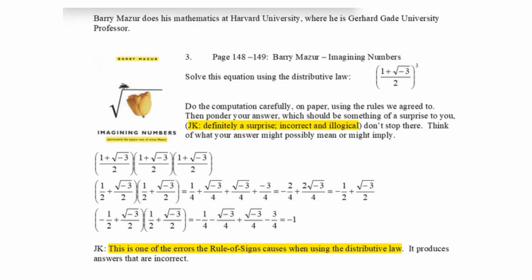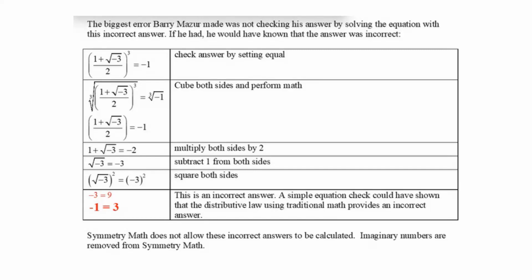So if you go through this math, you'll come out with an answer of -1. And any of you who believe in BS math will actually agree with this in imaginary numbers. This is one of the errors of the rule of signs caused from the distributive law. It produces answers that are incorrect. The biggest error Barry Mazur made was not checking his answer by solving the equation with the incorrect answer. If he had, he would have known that the answer was incorrect.